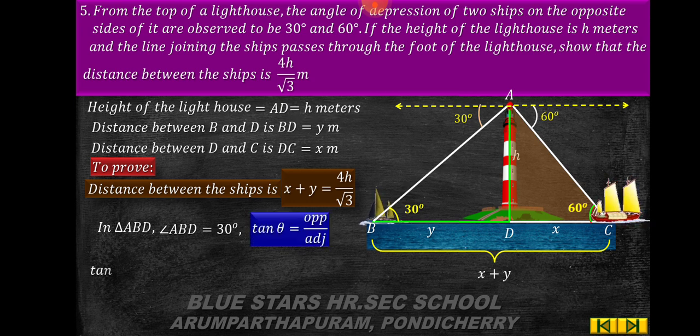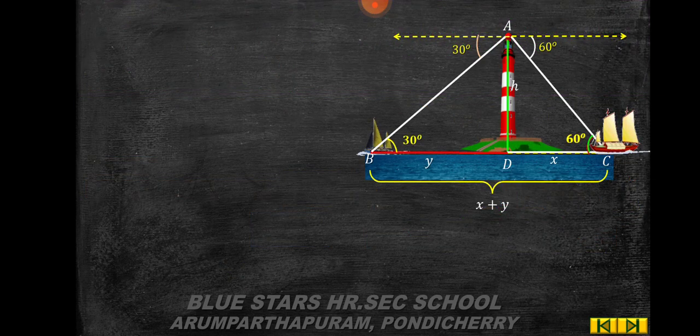So tan theta is equal to opposite by adjacent. Tan 30 degree is equal to the opposite side AD divided by the adjacent side BD, which implies tan 30 is 1 by root 3, which is equal to AD is h divided by BD is x. Then the next step is cross multiplication. Therefore you get x is equal to h root 3 meter, which is your equation number 1.